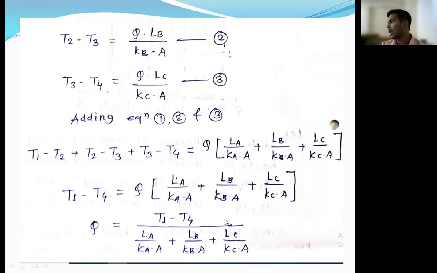Okay. So our aim is to calculate the rate of heat transfer through that particular composite wall. So our aim is to derive the equation for Q. So from the equation we got, we have to write the equation for Q. Okay. So from this equation, what is the value of Q? Q is equal to what? T1 minus T4 divided by LA divided by K into A plus LB divided by KB into A plus LC divided by KC into A.